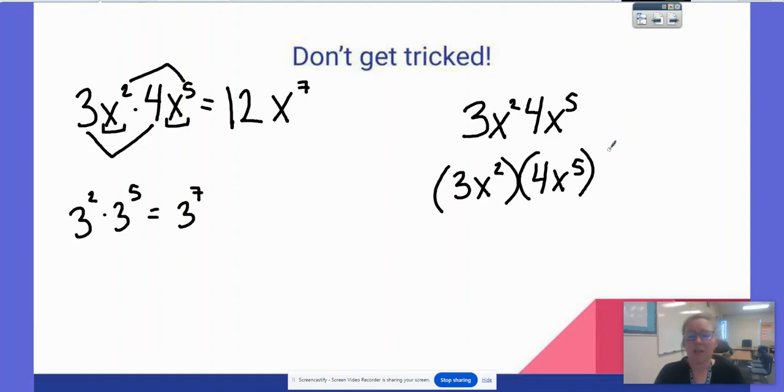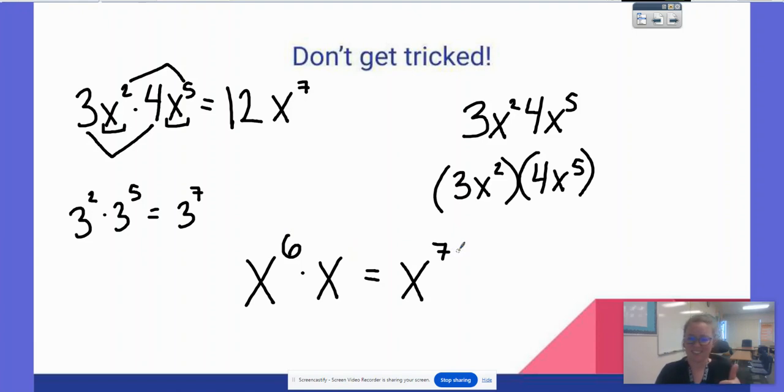I got that. But the basis of this, the most important thing to remember, is when the bases are the same, add the exponents. Okay? So let's just do one more super simple one to remind yourselves. When the bases are the same, add the exponents. Oh, the base is an x, so we're good. What are the exponents? A 6 and an invisible 1. 6 plus 1 is 7. Add the exponents. There you go.